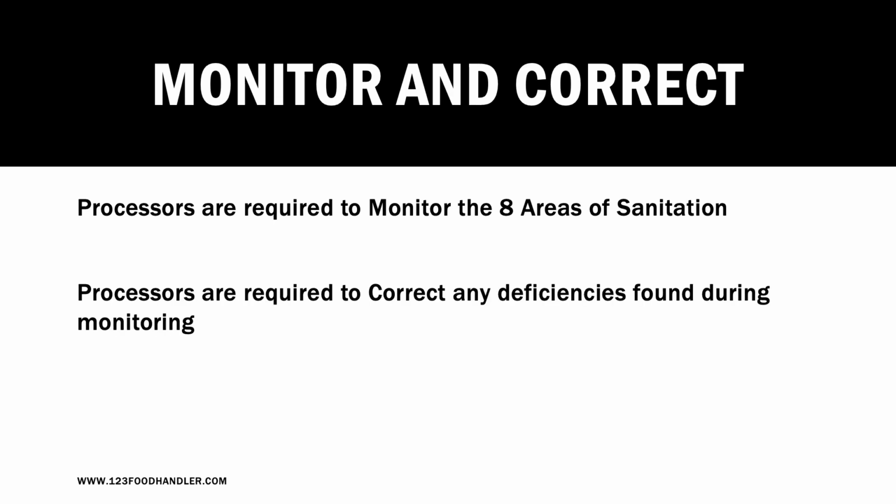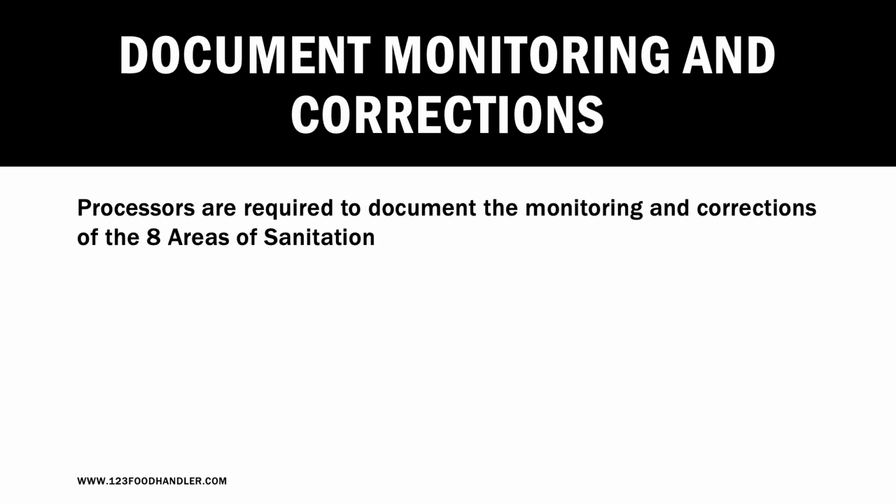Processors are required to monitor the 8 areas of sanitation. Processors are required to correct any deficiencies found during monitoring of the 8 areas of sanitation. Processors are required to document the monitoring and corrections of the 8 areas of sanitation.